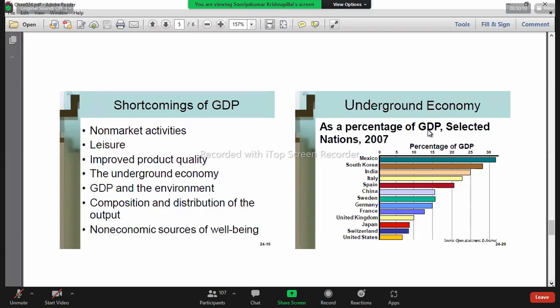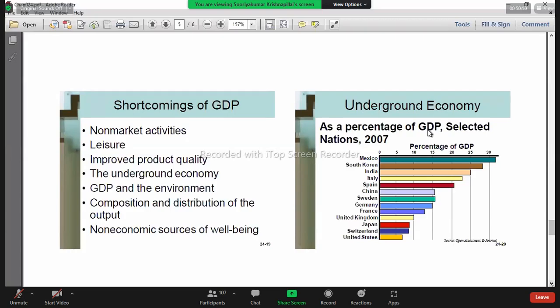If we say the USA and China have the same GDP, but in China they work 12 hours and in the USA they work 8 hours or so, then even though the GDP is the same, we cannot say the well-being of the people is the same, because we didn't count leisure in the GDP. So that is one shortcoming.